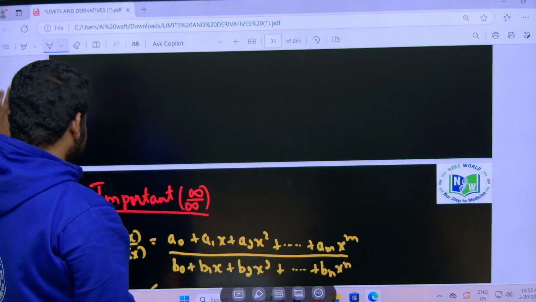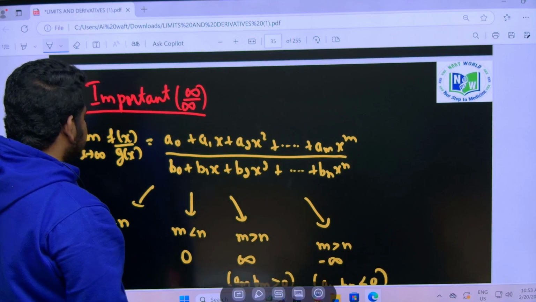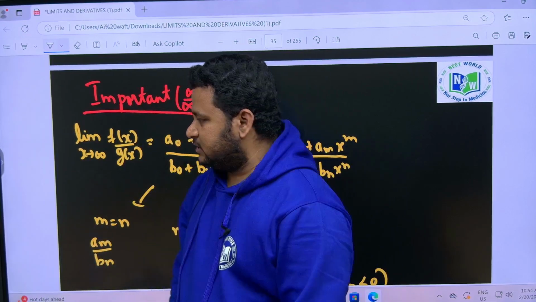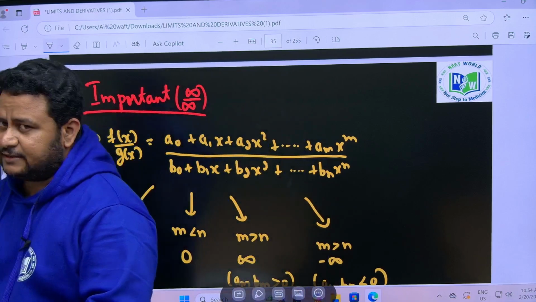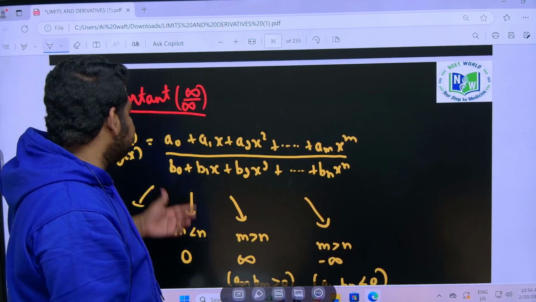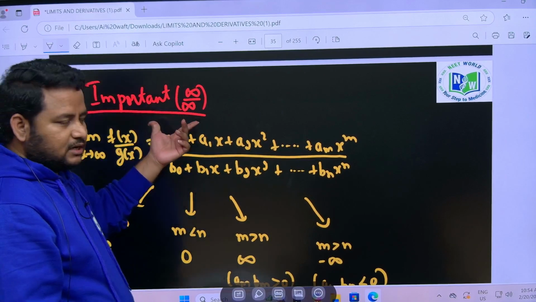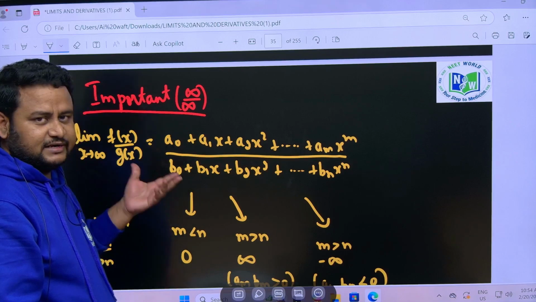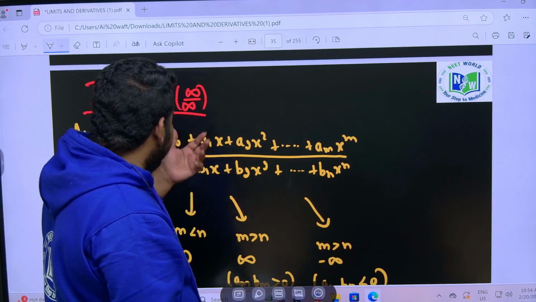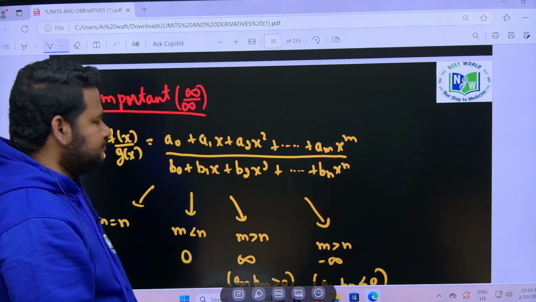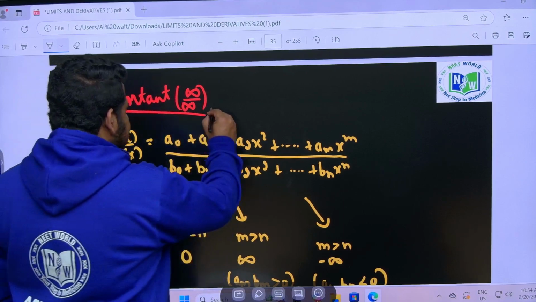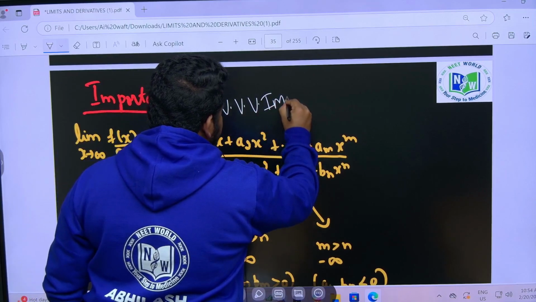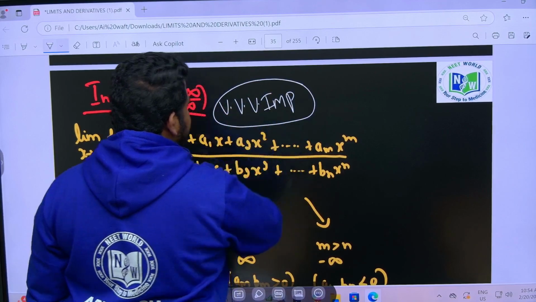I hope it is clear to you. Important. If the question is of the form, if you are getting indeterminate form, that is indeterminate form means if you are getting infinity by infinity, where the question is involving when we put the value of x, whatever it is given, if you are getting infinity by infinity, then how to solve the question? This is very, very important property.